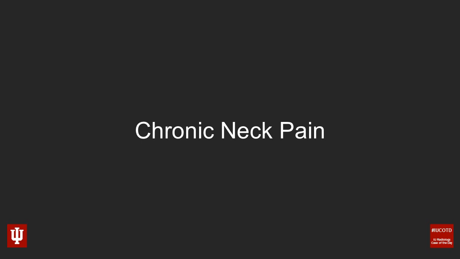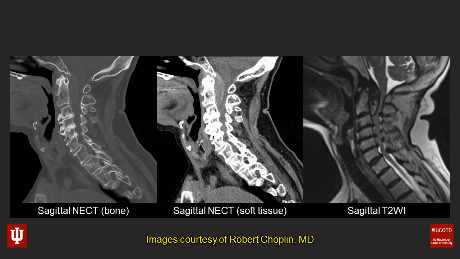So the history in this case is a patient who came in with chronic neck pain. This had been a very long-standing problem for them. And we've got three images to look at. The image on the left is a sagittal non-contrast CT in bone algorithm. Image in the middle is that same slice of the sagittal non-contrast CT, only this time in soft tissue reconstruction. And then the image on the right is a sagittal T2 weighted image.